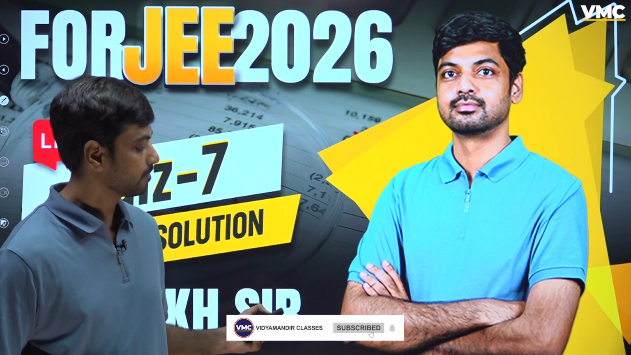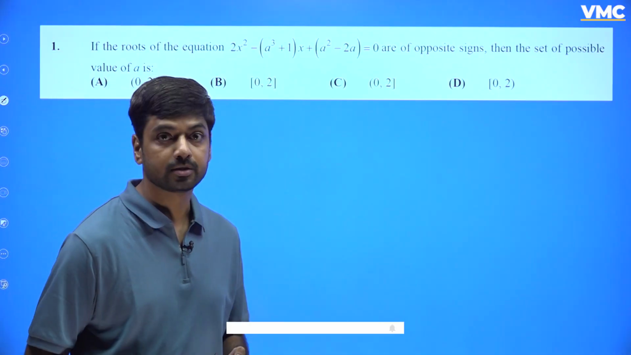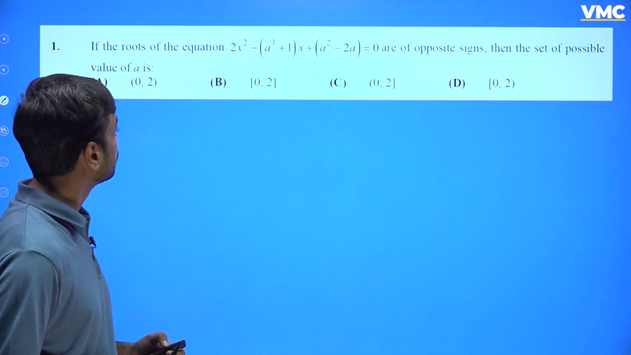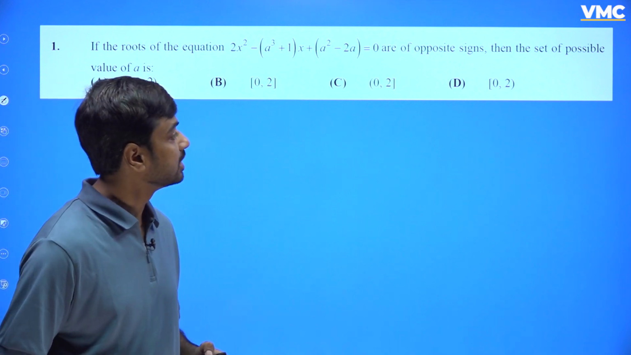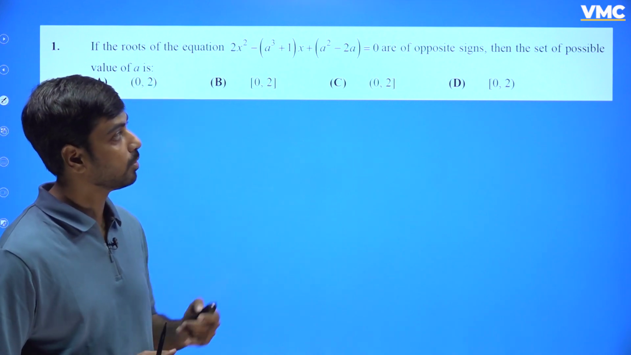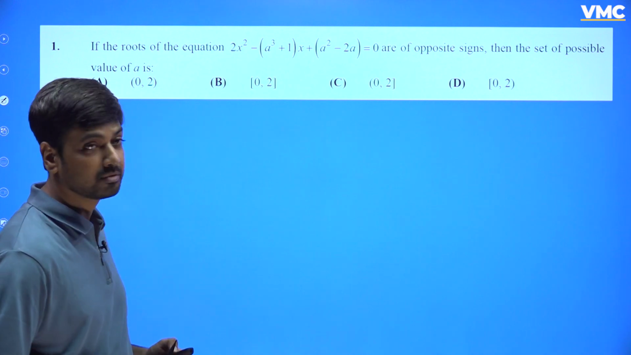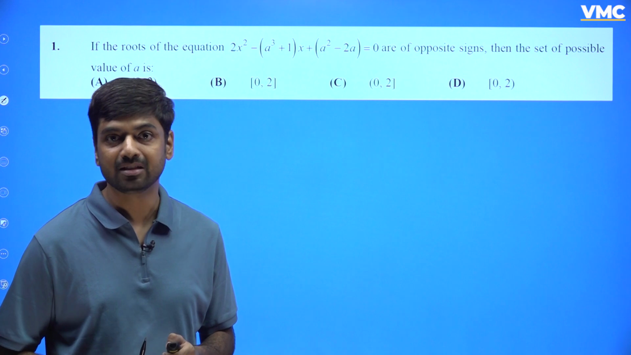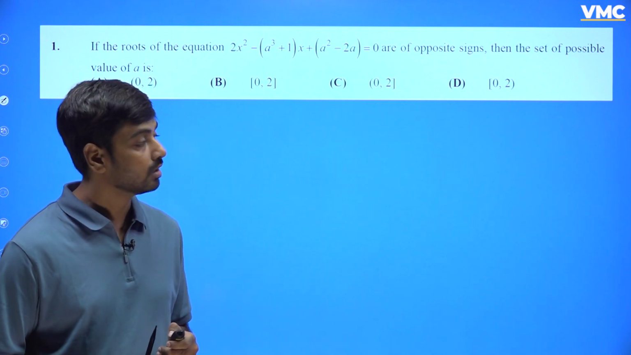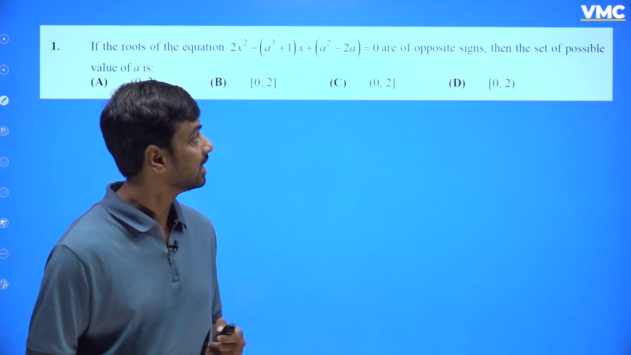So let's start. The first question on your screen is, if the roots of the equation 2x square minus (a cube plus 1)x plus a square minus 2a equal to 0 are of opposite sign, then find the set of possible values of a. Now when we have roots of opposite sign, then that means the product of roots is going to be negative.